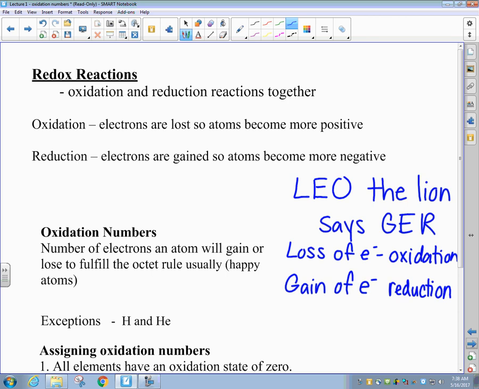Due to the law of conservation of matter and energy, we already know that matter cannot be created nor destroyed, and it's the same for electrons. Electrons can't be created, and they can't be destroyed. So any electrons that are lost in a chemical reaction must be gained by some other chemical species in solution.